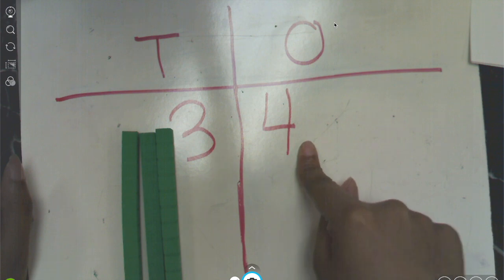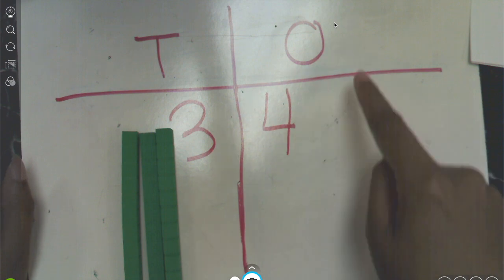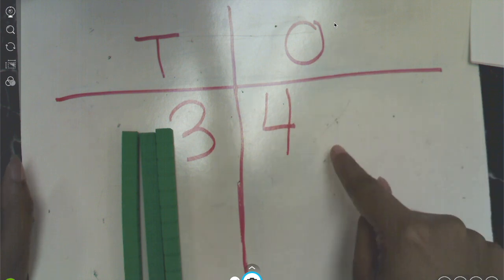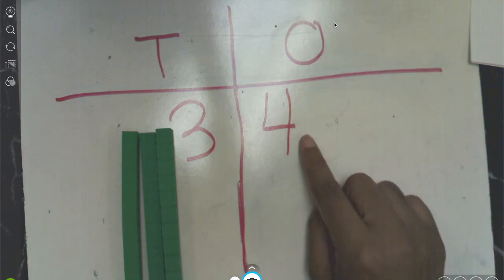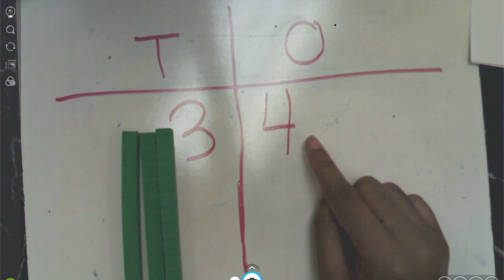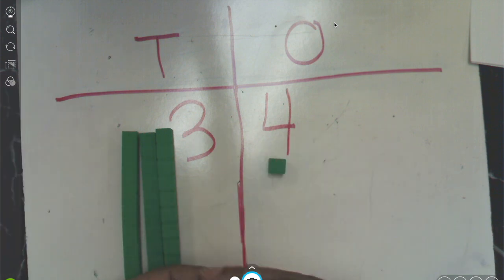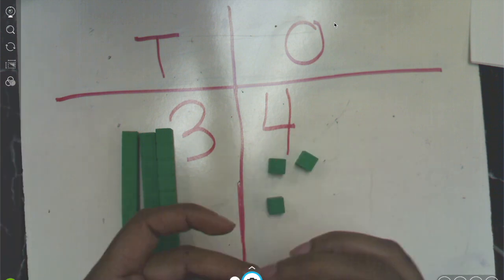Now I see that my 4 is in the ones place. So I need my units, because remember, my units represent my ones. And there are 4 ones. So I have 1, 2, 3, 4.